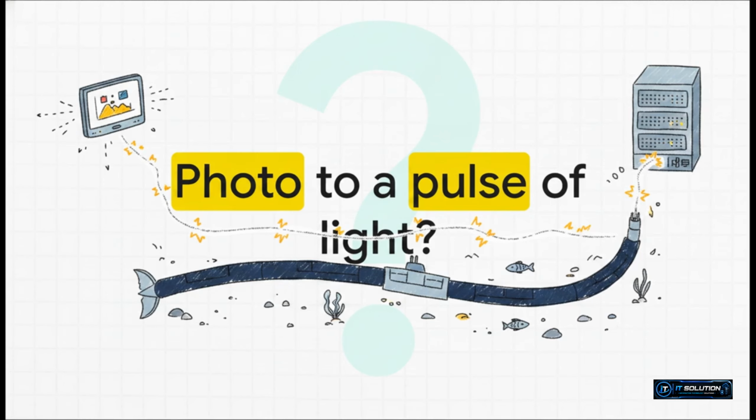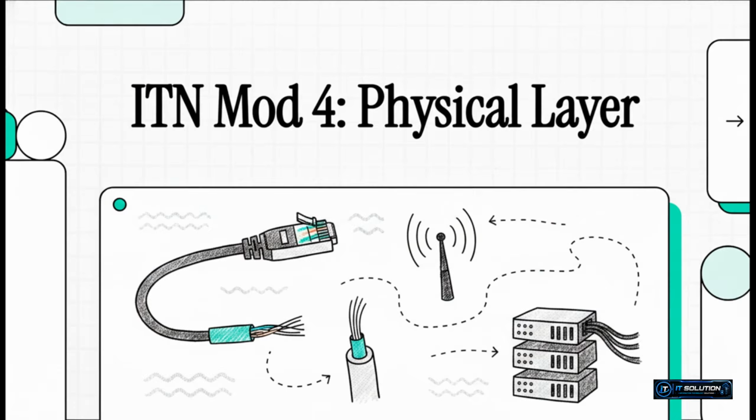Have you ever actually stopped to think about how a digital photo, a simple collection of software pixels on your screen, turns into a physical pulse of light racing across an ocean? It's literally a journey that takes data from the abstract realm of software right down into the tangible, physical hardware that wires our planet.